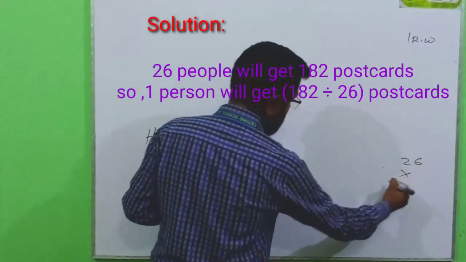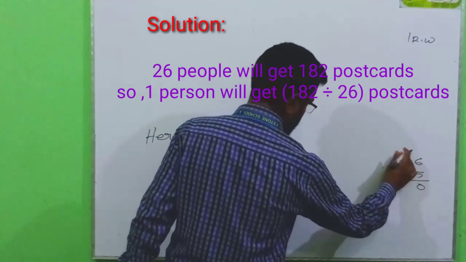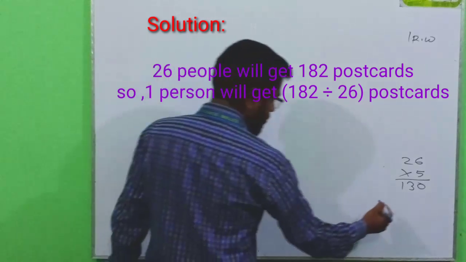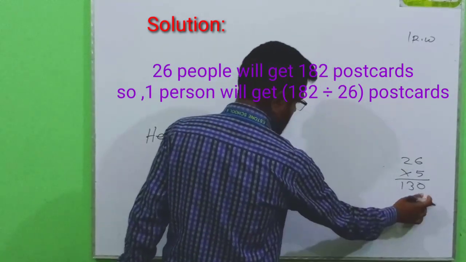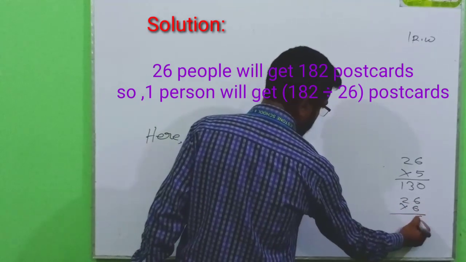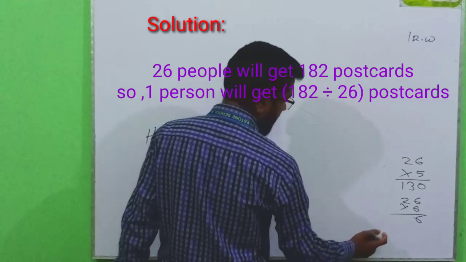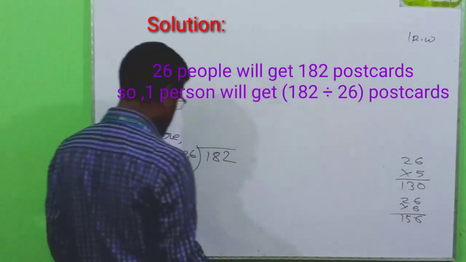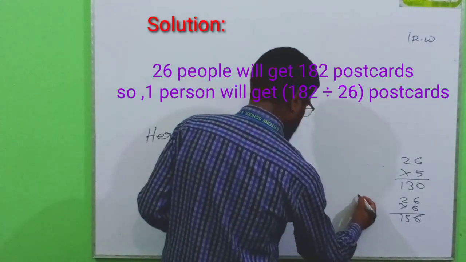26. It is a big number, so go for 5 times. 5 6s are 30, 5 2s are 10, 130. Oh, it is not appropriate. Go for another one, 6. 6 5s are 30, 6 6s are 36, 3 is carrying. 6 2s are 12, and 3 is 15. Oh no, it is not appropriate. Go for the next one.